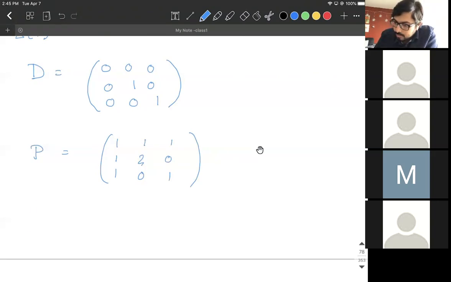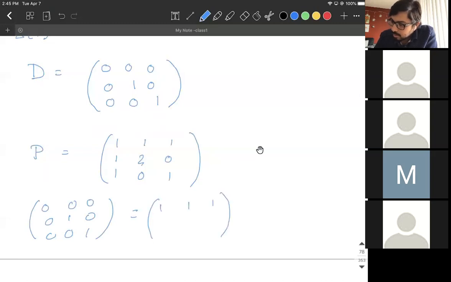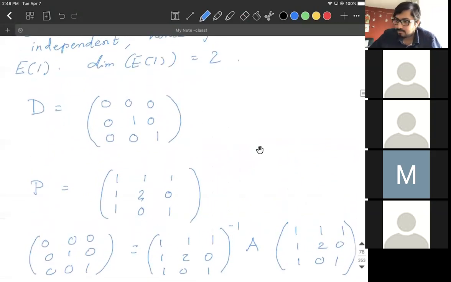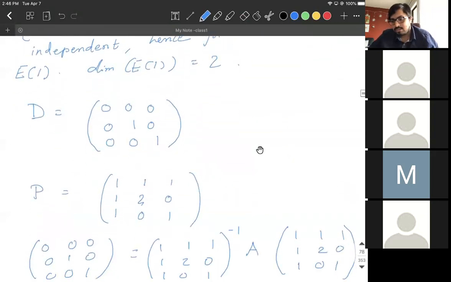So we have the diagonal matrix 0, 0, 0, 0, 1, 0, 0, 0, 1 equals the inverse of 1, 1, 1, 1, 2, 0, 1, 0, 1, then A times 1, 1, 1, 1, 2, 0, and 1, 0, 1. Okay, so this is one diagonalization. Of course, you can switch the zeros and ones in the diagonal and accordingly change the matrix P. But the main thing is to obtain one D and one P.